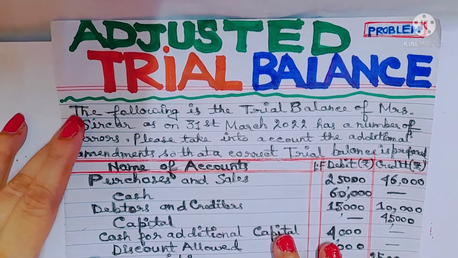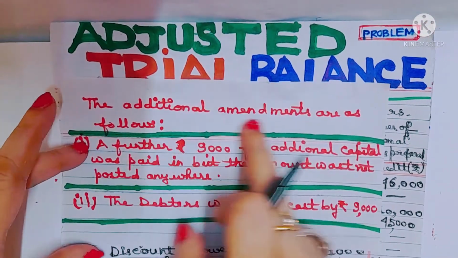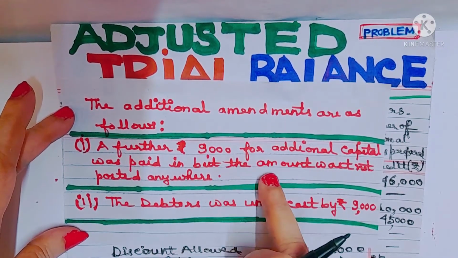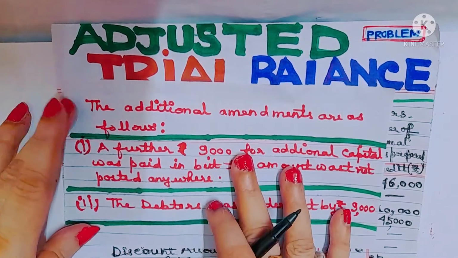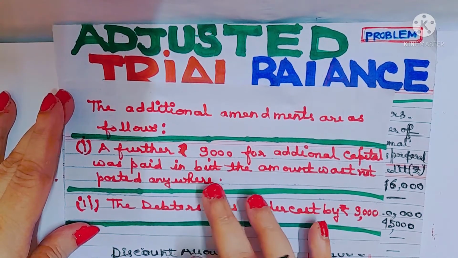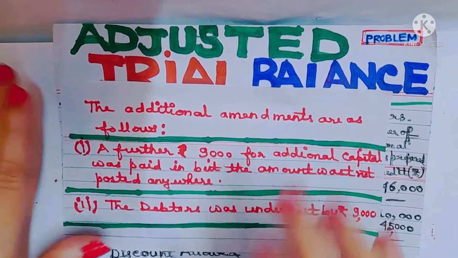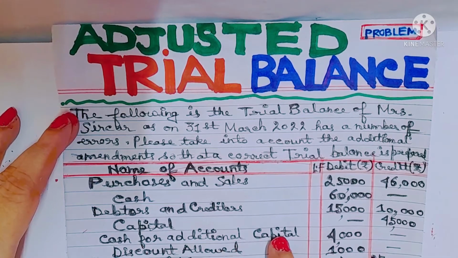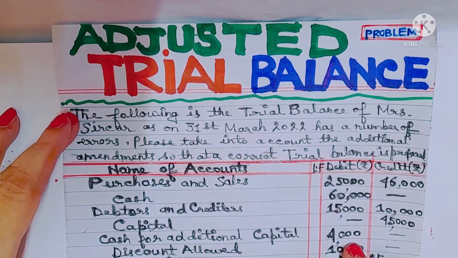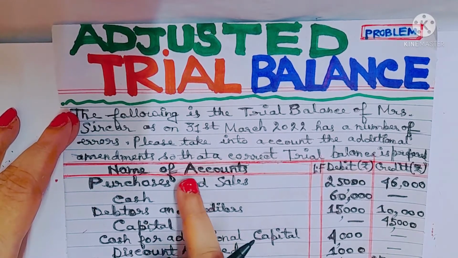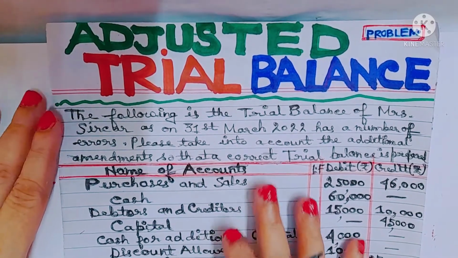There is also an additional adjustment. Let's see. See, additional amendments are as follows. Number 1, a further 9,000 for additional capital was paid, but the amount was not posted anywhere. So capital will be 45,000 plus 4,000, which was written wrongly in the debit column, plus 9,000. See, originally capital was 45,000 plus additional capital 4,000. But additional capital was written wrongly in the debit column. So we have to write 45,000 plus 4,000 plus additional capital that was not recorded or posted anywhere.